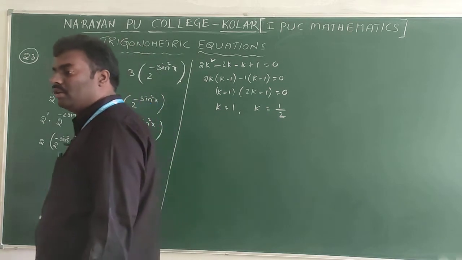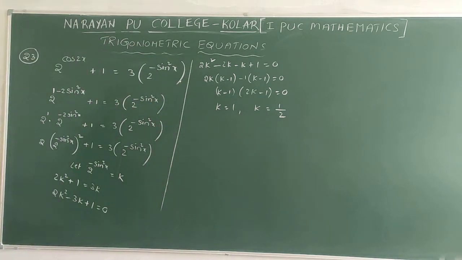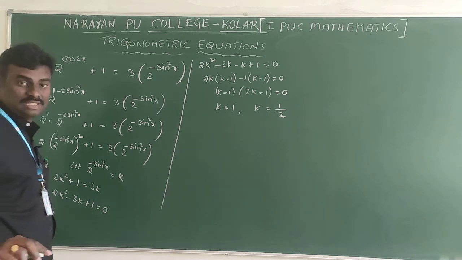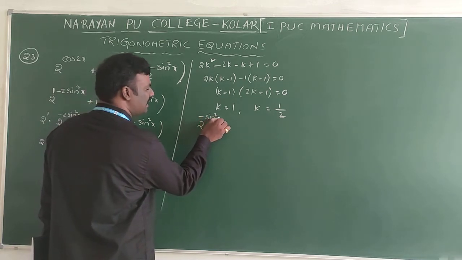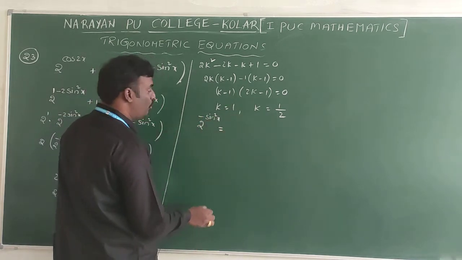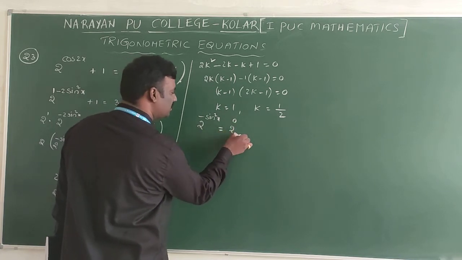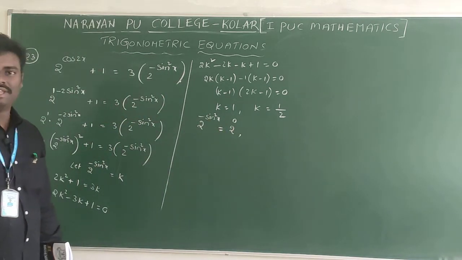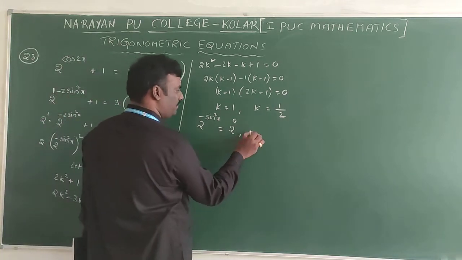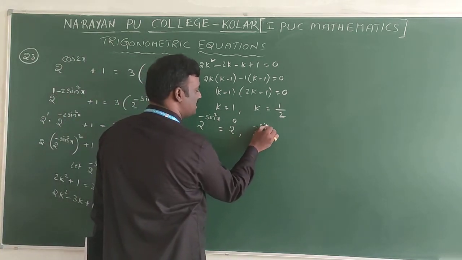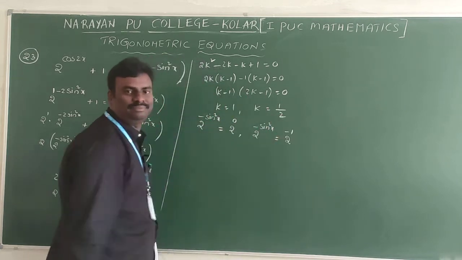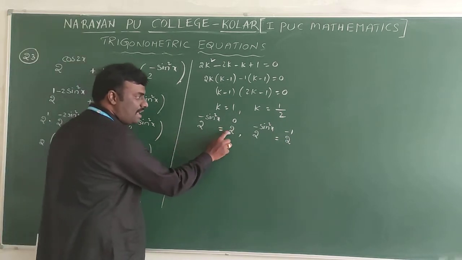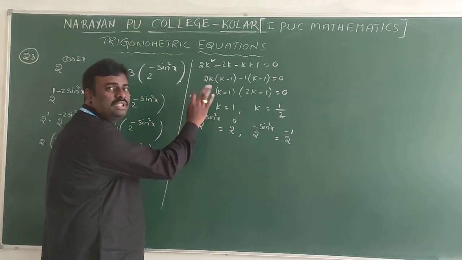But already we know the value of k. What is the k value? 2 power minus sin square x. That is equal to 1, and this 1 can be written as 2 power 0, because anything power 0 is 1. Next, k value is 2 power minus sin square x, and this 1 by 2 can be written as 2 power minus 1. Bases are equal, powers are also equal.